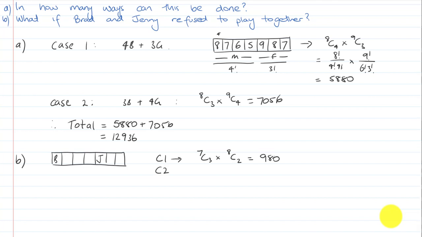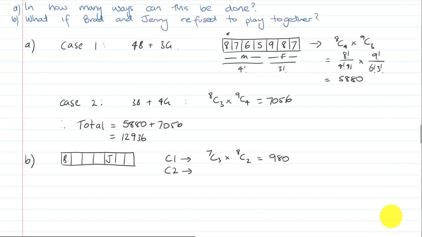And then case 2 is where Jenny is one of 4 girls and Brad is one of 3 boys. So now we've got 7 boys left to choose from and we're choosing 2, times by 8 girls left to choose from, but this time we're choosing 3. And this comes out as 1,176, which gives us a total of 2,156. That's the number of teams that have both Brad and Jenny.